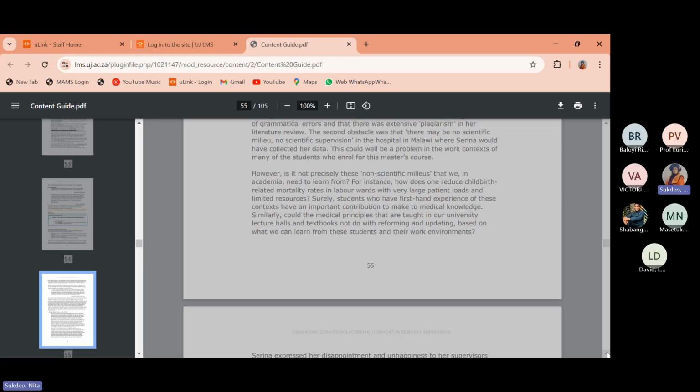For instance, how does one reduce childbirth-related mortality rates in labor wards with very large patient loads and limited resources? Surely students who have first-hand experience of these contexts have an important contribution to make to the medical knowledge. Similarly, could the medical principles that are taught in a university lecture and textbook not do the reforming and updating based on what we can learn from these students and their working environments?